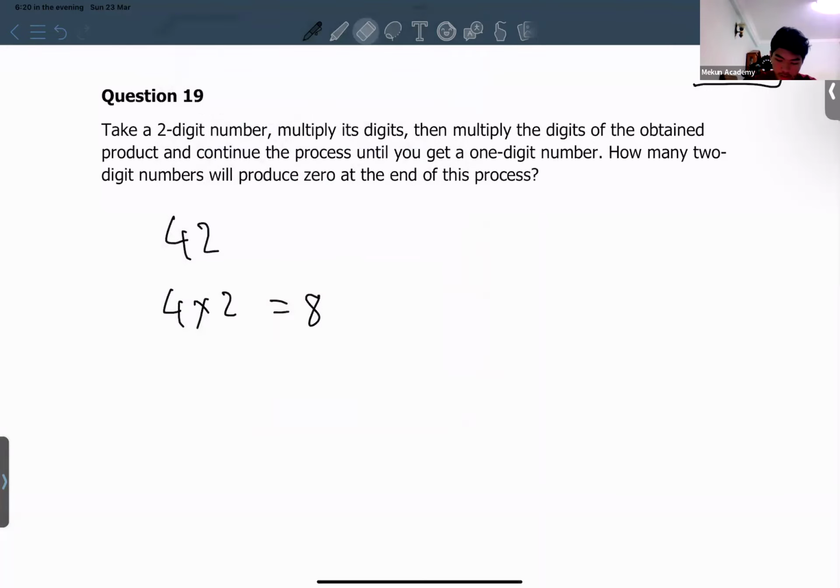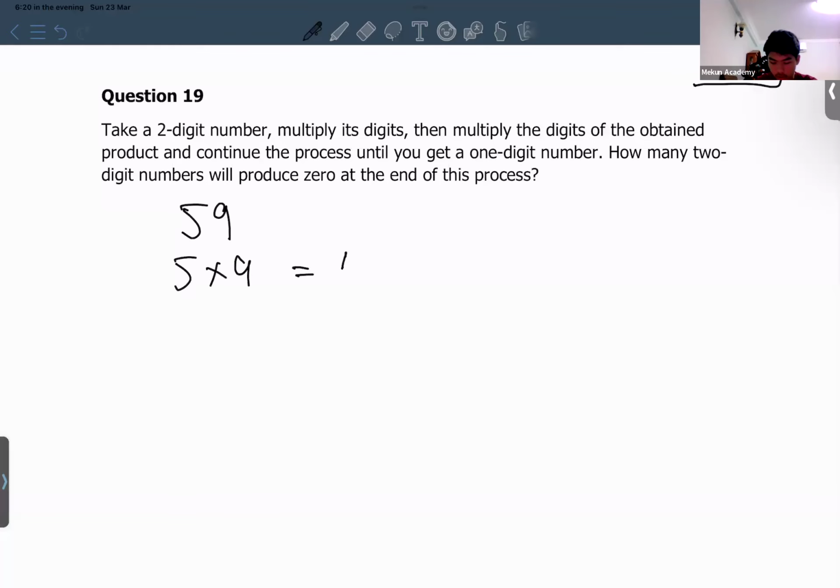So what if it's other numbers, like 59? You get 5 times 9, which is 45. Then 45, you get 4 times 5, which is 20. And then 2 times 0, which is 0, a one-digit number. This is the process they are trying to explain. So the whole question is: we need to find numbers that when you finish all the operations, you get 0 at the end, like the number I'm putting on the screen right now, 59.